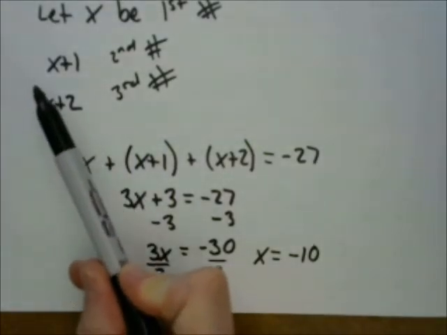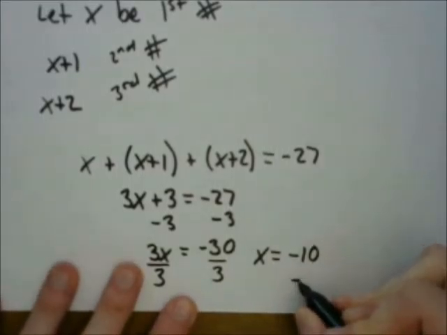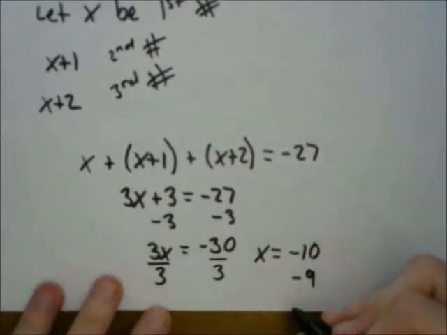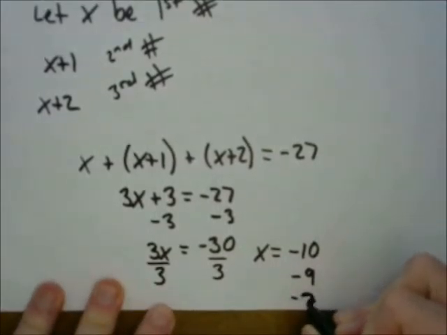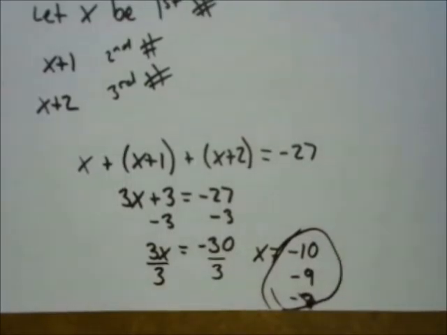So if x equals negative 10, then the first number is negative 10. The one after it would be x plus 1, or in other words, negative 10 plus 1, which is negative 9. And x plus 2, well, negative 10 plus 2 is negative 8. These are my three consecutive numbers, and that is my answer.